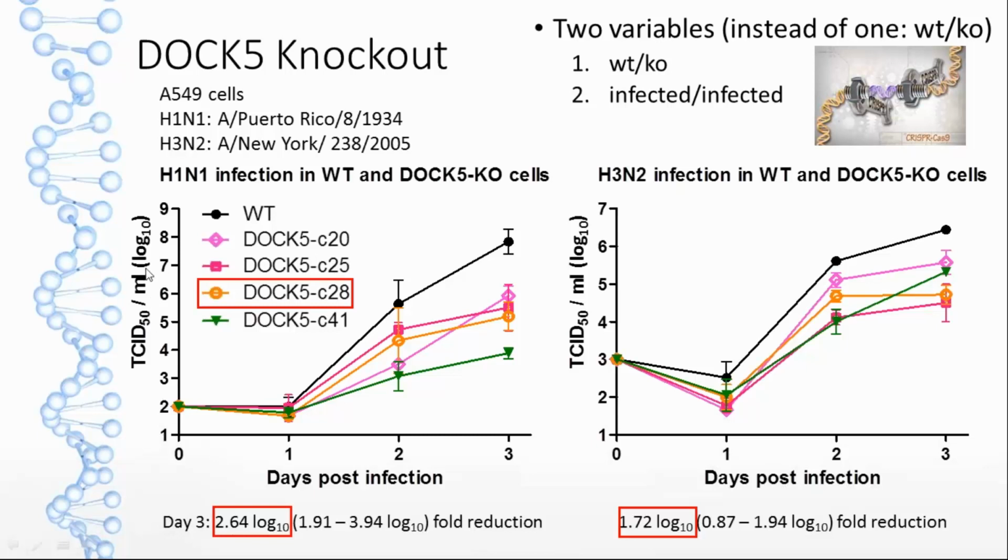The scale on the y-axis is actually log 10, and so what you see here for H1N1, the one particular clone we actually picked out, is a 2.64 change between wild type, which is the black line, and the orange line, but there are some better clones, worse clones. We actually picked DOC5 C28 because it's overall the best for both virus strains. It's a little bit worse for the H3N2 strain, with a 1.72 fold reduction, and that's a log 10 value, but nevertheless it was acceptable to use for further analysis.